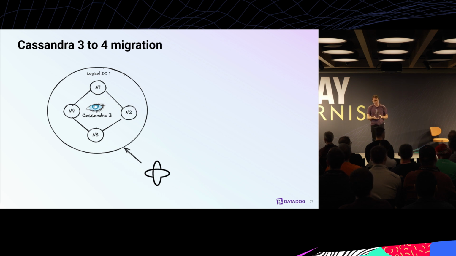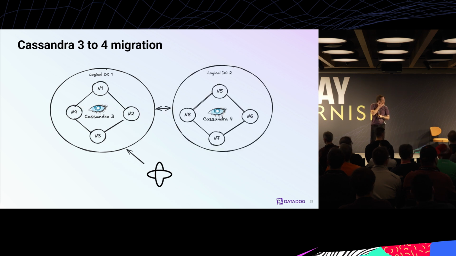We didn't want to take downtime. We also have a lot of long-running workflows, and we wanted to get them across as well. So we wanted to do a migration without data loss and without downtime. So this is what we've done. We stood up a Cassandra 4 cluster with its own nodes in its own logical data center. We connected them. That's all Cassandra level things.